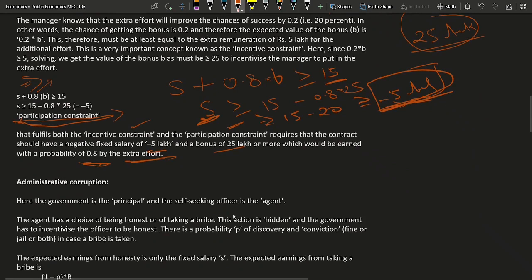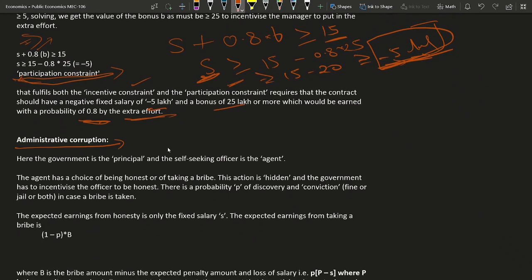So there comes the next topic, administrative corruption. This is also the same principal agent problem and works the same way, on the basis of contract theory or incentive. Here the government is the principal and the self-seeking officer is the agent. The agent has a choice of being honest or taking a bribe. The action is hidden and the government has to incentivize the officer to be honest.